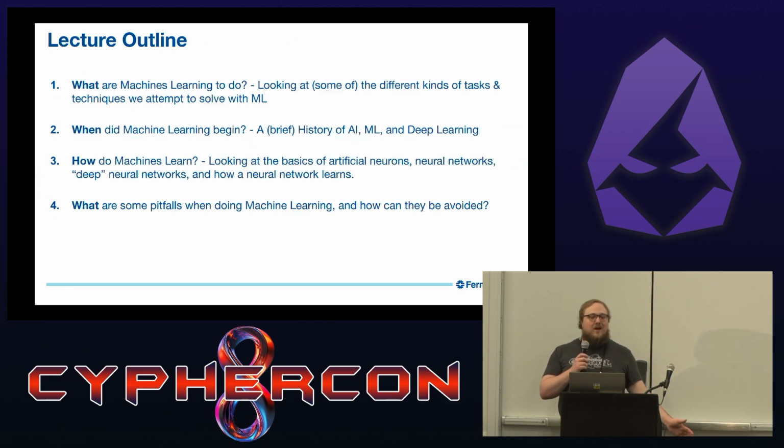So what we're going to be looking at, like I said, is kind of a rough outline of what's going on. What are machines learning to do, right? Looking at some of the different kinds of tasks that these machines are learning, what we're trying to teach them. When did machine learning begin? Kind of look at a brief history of things. How do machines learn? Kind of breaking down the basic structure of artificial neurons, building up neural networks, things like that. And then finally, we're going to look at some common pitfalls. Now that we have these brand new technologies, new problems arise, and how do we deal with those?